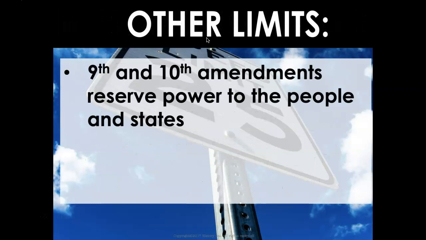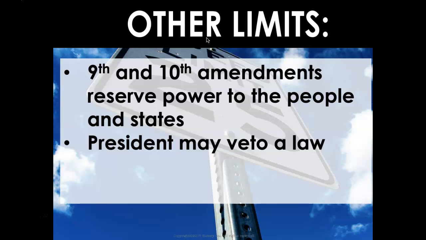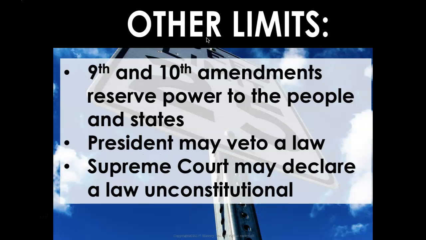Other limits are as follows. The Ninth and Tenth Amendments reserve power to the people and the states to have power and sovereignty to some level and degree. The president may also veto a law that Congress tries to pass, although there are certain stipulations beyond that which we'll get to later. And the Supreme Court may declare a law of Congress unconstitutional.